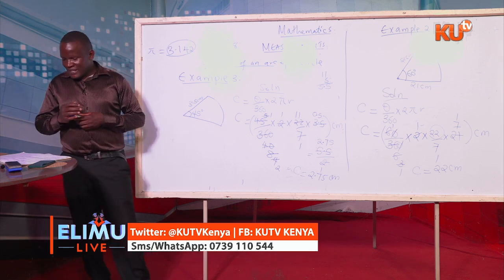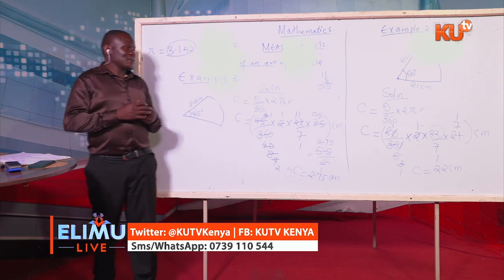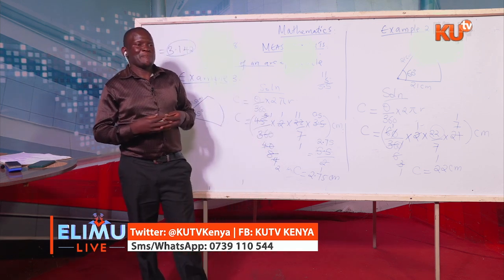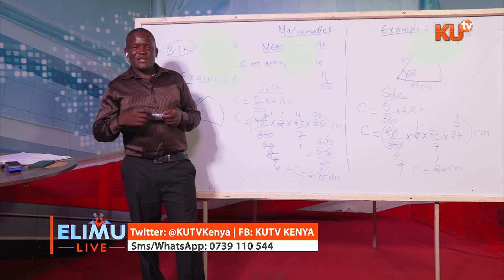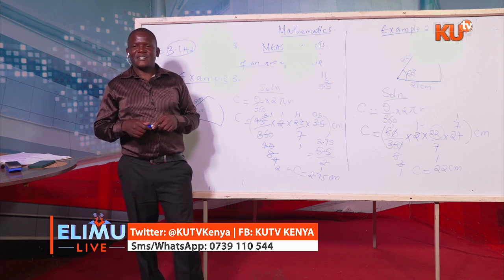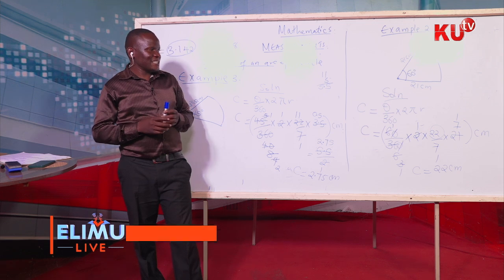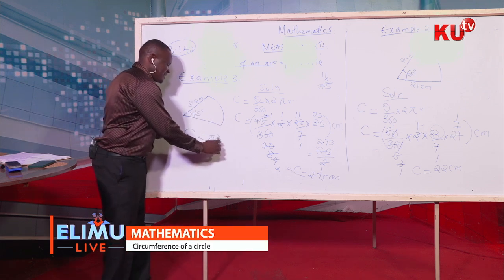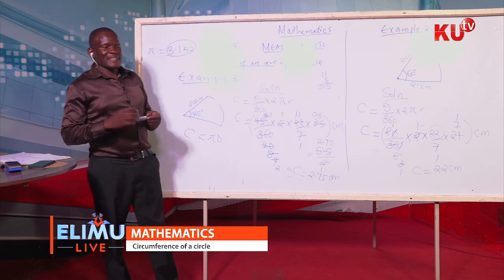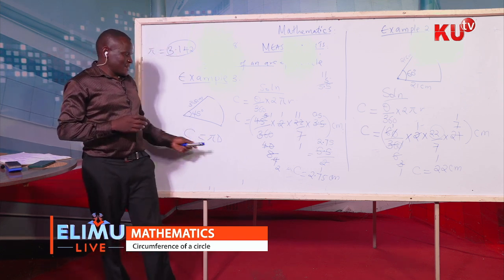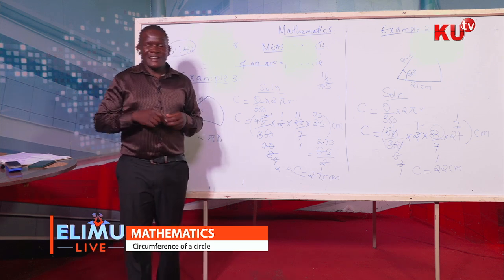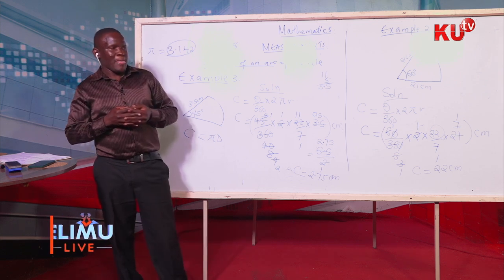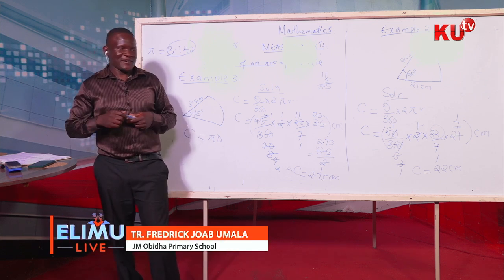So ladies and gentlemen, our learners who are watching us, today we have learned our measurements, and under the measurements we were looking at the circumference of a circle, and we said the formula for finding the circumference of a circle is pi d, where pi in our case was denoted by 22 over 7, and diameter is the distance that passes through the center of the circle.